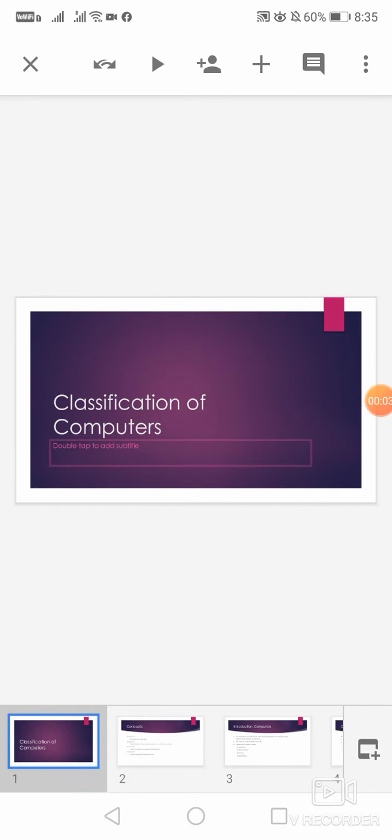In today's class, we'll be discussing the various classifications of computers. The concepts discussed in this chapter are: Concept 1, Introduction to the computer. Concept 2, Classification of computers based on functionality and size. The third concept is types of computers based on functionality. And the fourth concept is types of computers based on size.